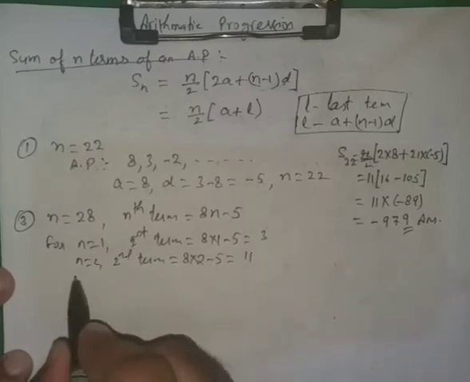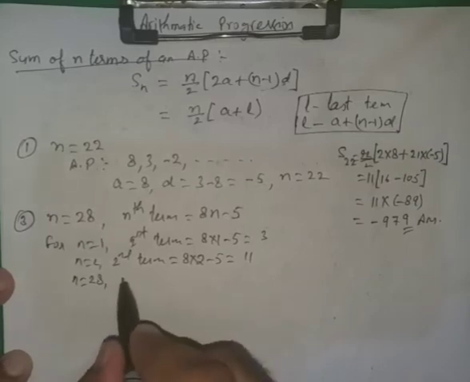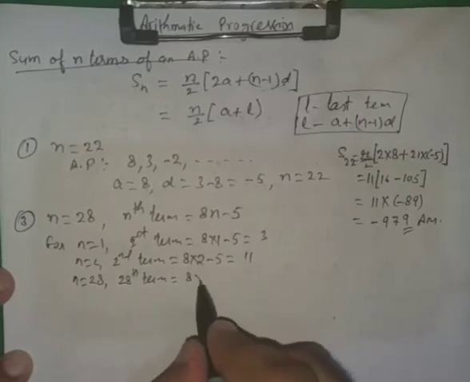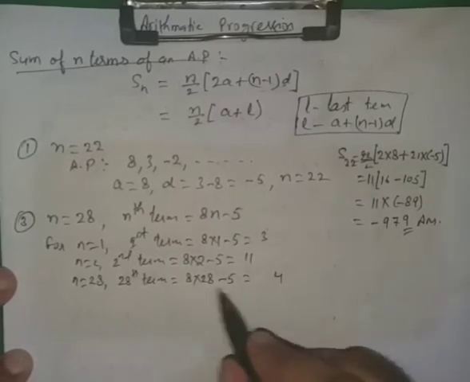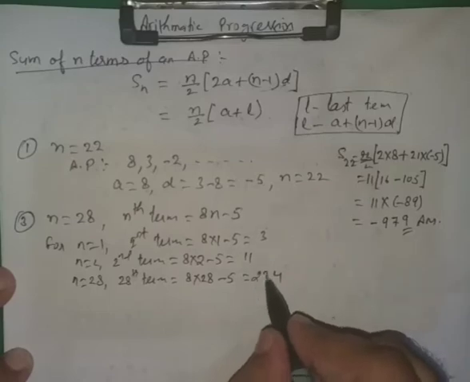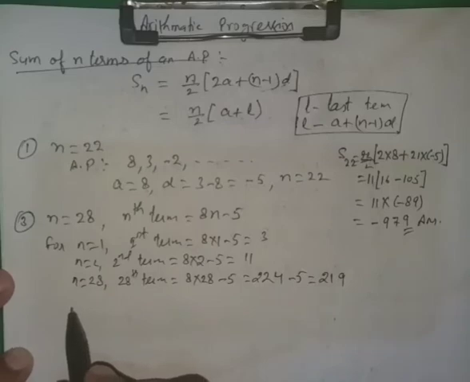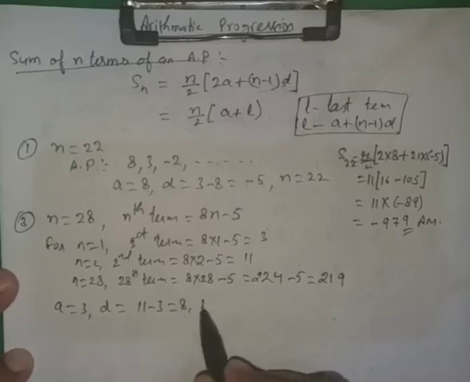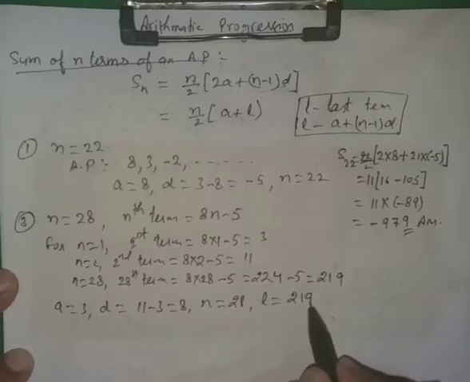Similarly, using n = 28, we will get the last term, the 28th term. That will be 8 multiplied by 28 minus 5. 8 8s are 64, 8 2s are 16, 16 and 6 is 22, so 224 - 5, that is equal to 219. So here we have a = 3, d = 11 - 3 = 8, n = 28, and l, the last term, is 219.